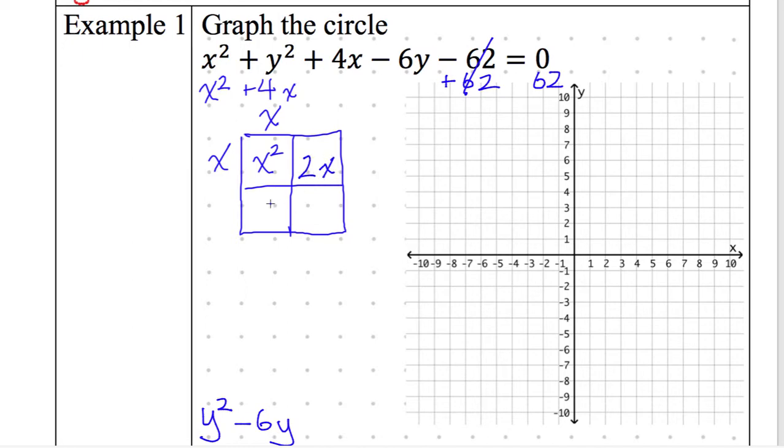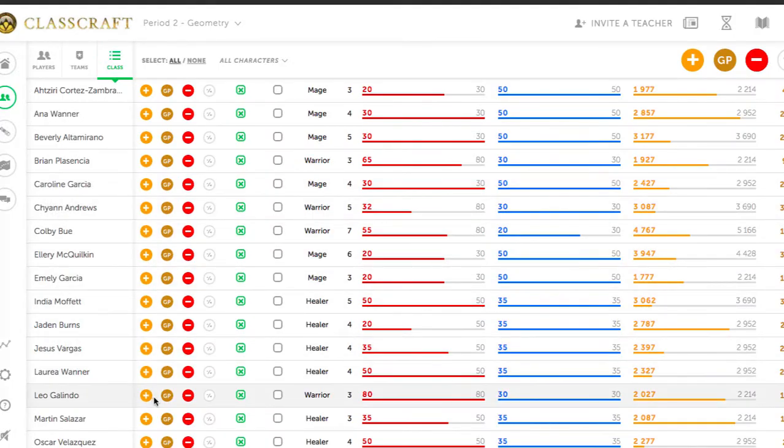There you go. Yeah, so 2x and 2x, and that means that these two numbers have to be 2. Perfect. Yeah, thank you, Leo. You can turn in your card. You got some XP. Good job, Leo.